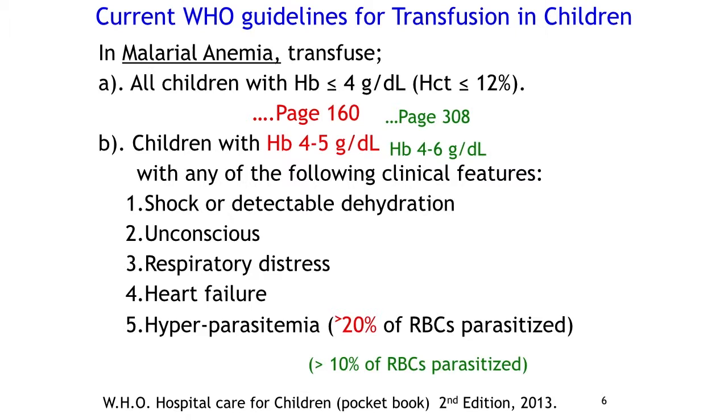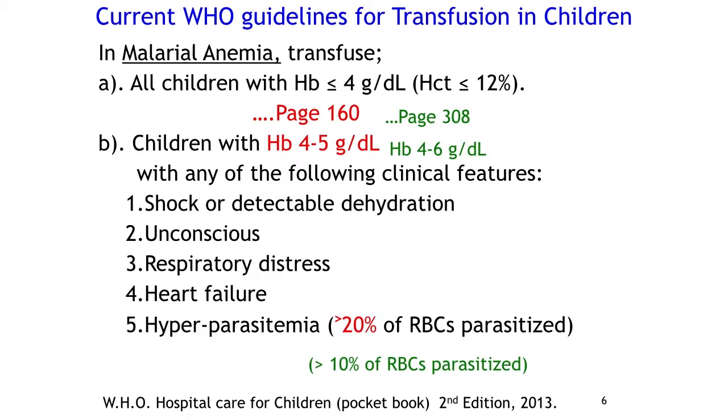HB below 4, 4 or below, regardless of the clinical situation, transfuse. Or if the HB is between 4 to 6. You see the difference? Same WHO international book, talking about two different thresholds. On one page, 4 to 5, another 4 to 6. So what do we take?